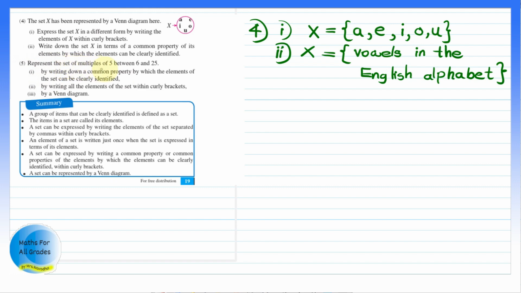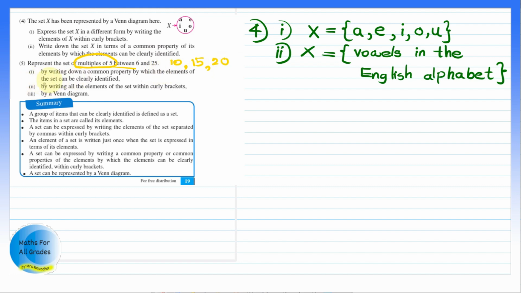Question number 5. Represent the set of multiples of 5 between 6 and 25. It says between, so 6 and 25 are not included. Then what are the elements of this set? Multiples of 5. We can't write down 5 because 5 is less than 6. So the next number is 10, 15, 20. Can we write down 25? No, because 25 is not included.